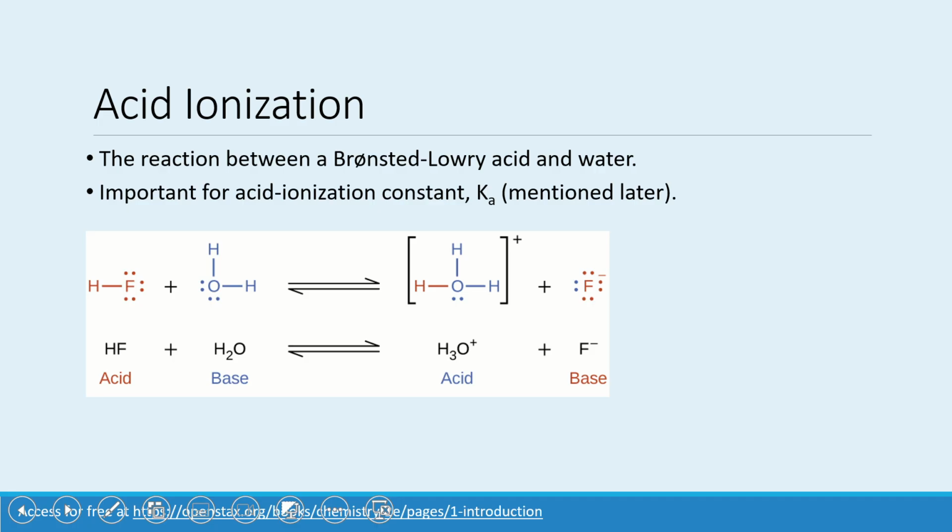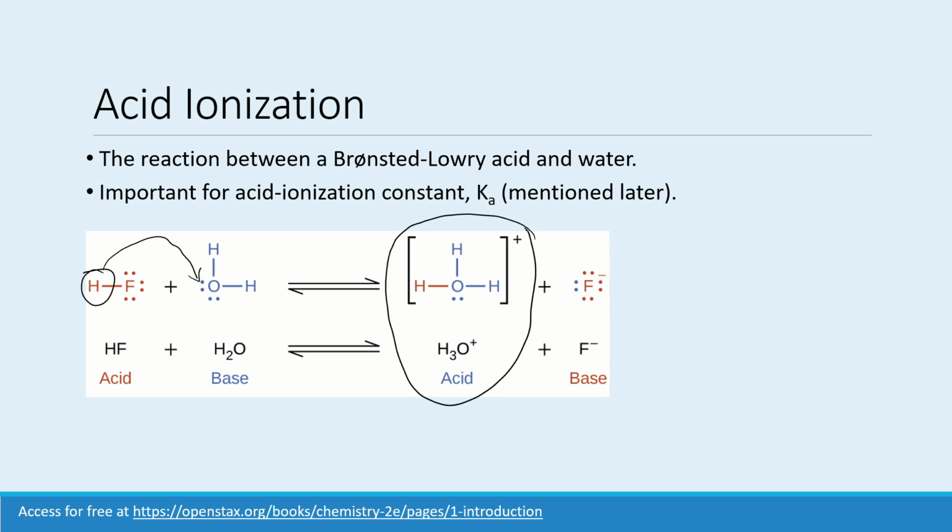Okay, so a brief discussion on acid ionization. This is kind of a review from what we've seen so far. When a Bronsted-Lowry acid reacts in water, remember an acid is going to donate a hydrogen. So the acid hydrogen will be donated to the water, and when that happens, you get that H3O+, which we've been talking about. Remember, that's what we call the hydronium ion.